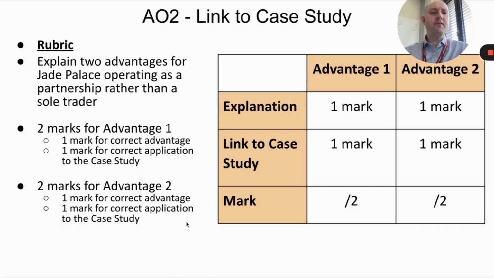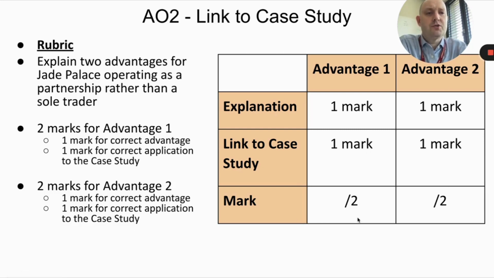So how are these marked? These are marked out of 4, like I said. Using the example of explain 2 advantages of J Palace, there would be 2 marks for advantage 1 and 2 marks for advantage 2. For advantage 1, there'd be 1 mark for the explanation, the correct advantage, and 1 mark for linking it to the case study. The same for advantage 2: 1 mark for identifying a correct advantage of operating as a partnership, and then a 2nd mark linking it to the case study.